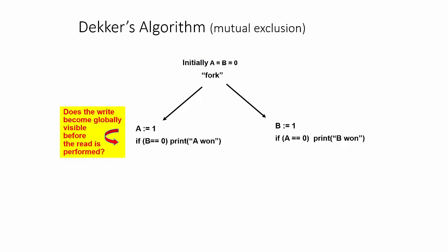So Dekker's algorithm will not work because the question is, does the write become globally visible before the read is performed? And this is not true, because the store here of A might lie in the write buffer, and then B's read here will bypass that store, because there's no relation between them, so it will not be caught. And therefore, this reordering might happen in hardware anyway. So total store order will not save the world for Dekker's algorithm.